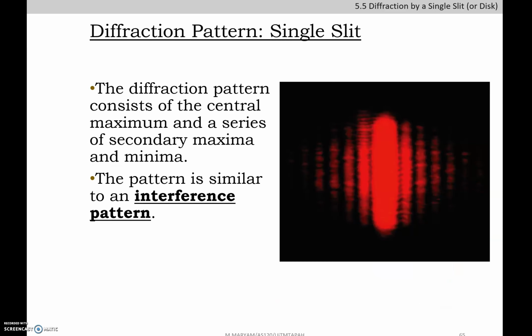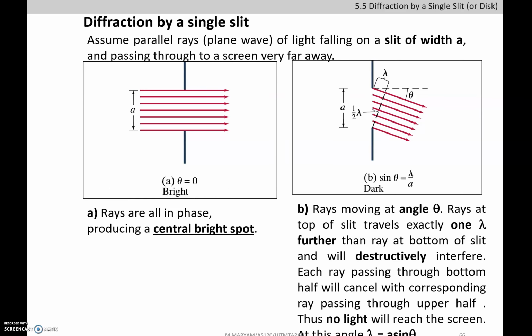Or this is another example. The diffraction pattern consists of a central maximum and a series of secondary maxima and minima, which is also similar to an interference pattern. Alright, now how does this happen?